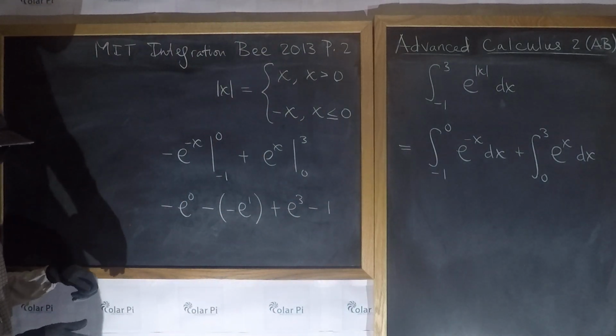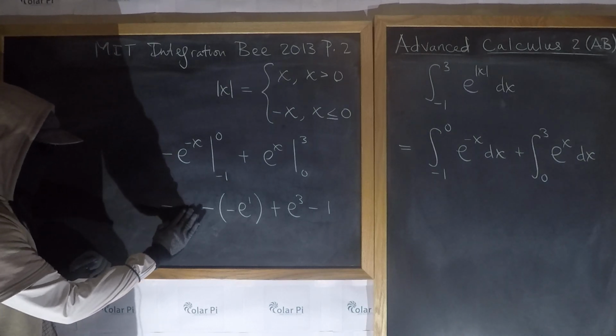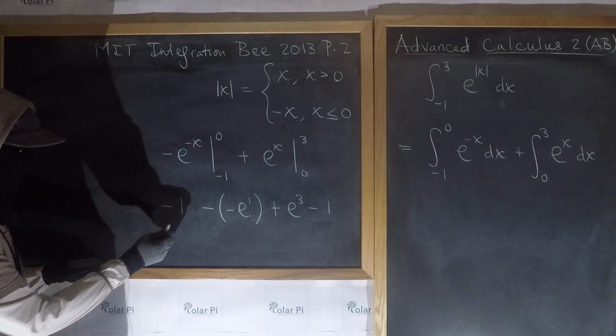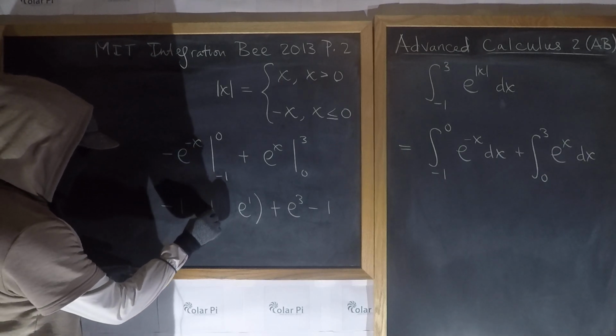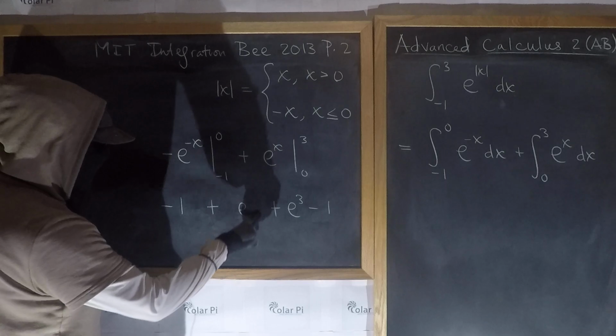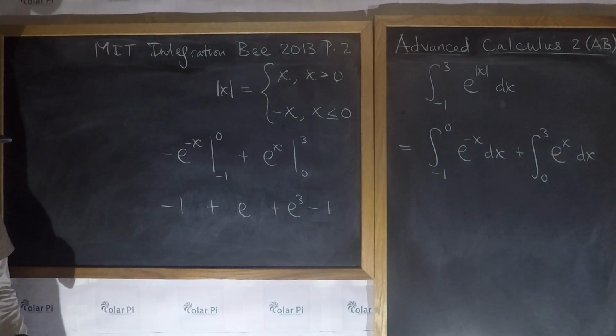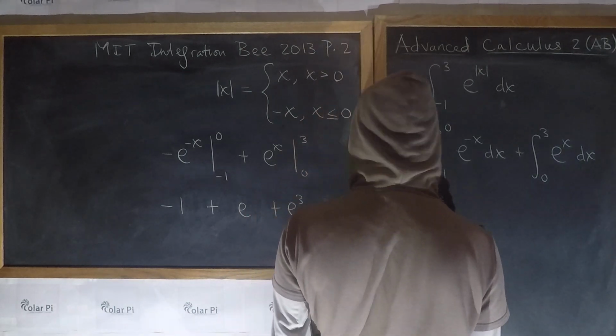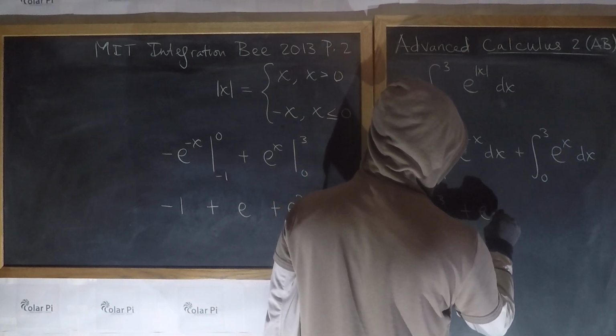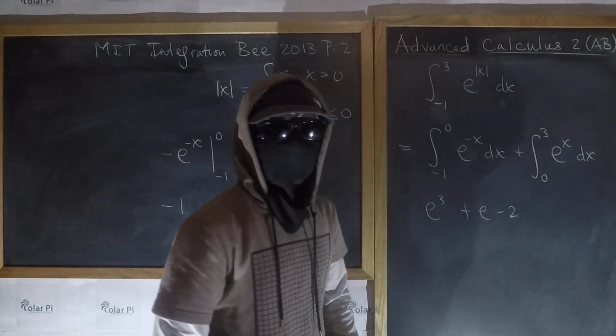Okay, now some cleaning up work. So e to the 0 is 1, so this is -1. And then minus minus is plus. So we could just write a plus here, and e to the first we all know is e. So what do we have in total? We have e cubed, and then plus e, and then -2. Yeah? Okay, cool.